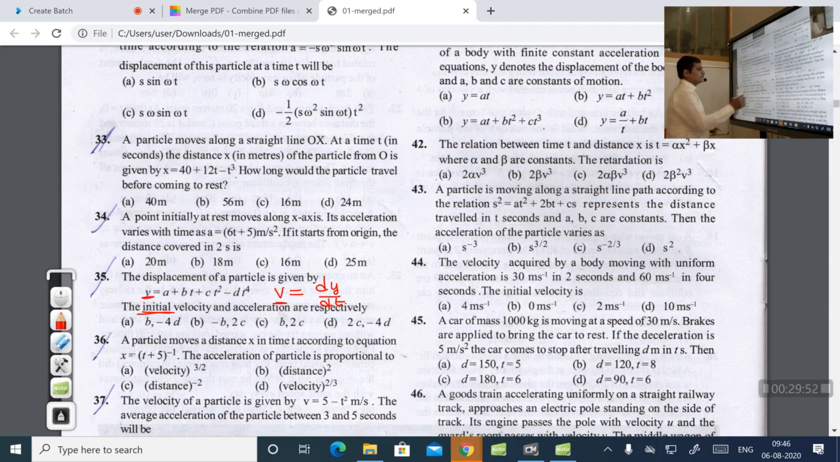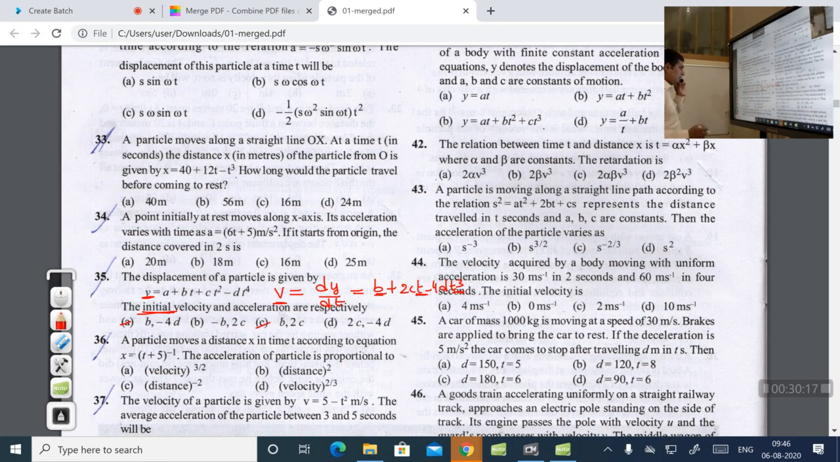Suppose let's say velocity if you want. So velocity is equal to dy by dt. So now I am differentiating the given equation directly. Now differentiation of a0, bt means b, plus ct square means 2ct, minus 4dt cube. Now since they want the initial velocity, time t equal to 0 is substituted. So that means the answer is b. So here either option A or C.